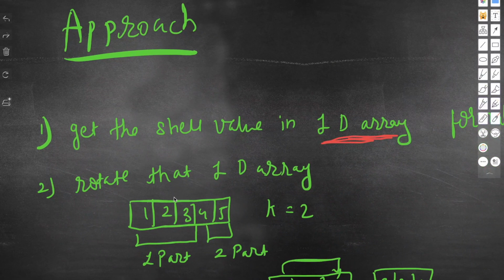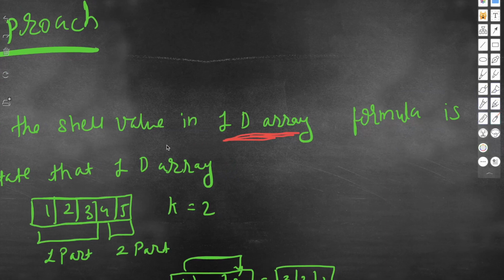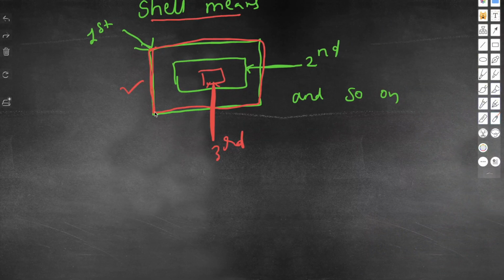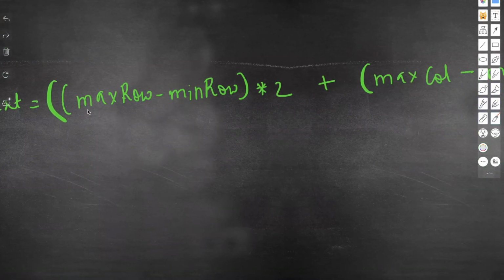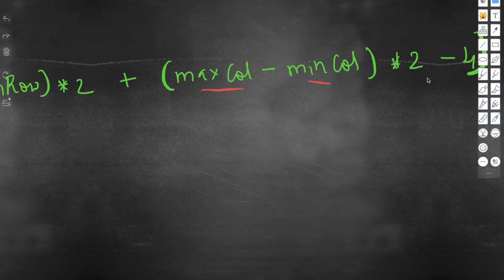We have divided this problem into three parts, and we're going to solve it in three parts. First part, we will get the shell values in a 1D array. Now you might have a question: how will you figure out the 1D array size? What I'm trying to tell you is that I'm trying to get all these values and fill them into a 1D array. The formula to get the 1D array size is (max row minus min row) into 2 plus (max column minus min column) into 2 minus 4.